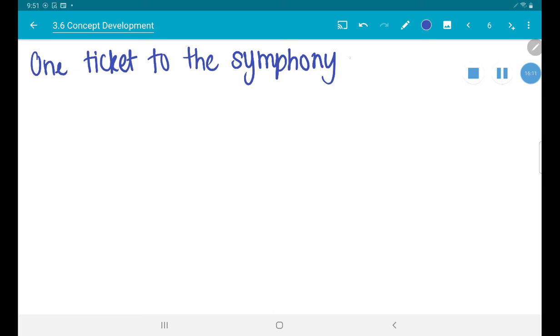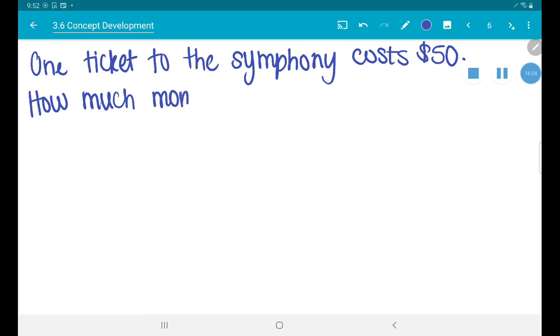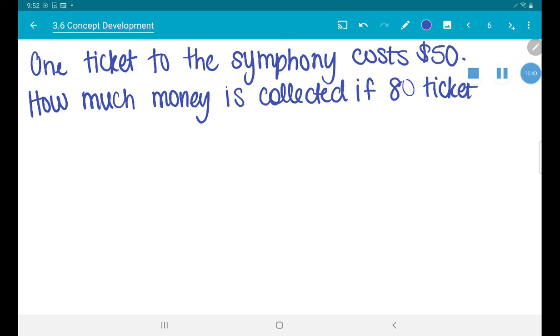So one ticket to the symphony costs $50. How much money is collected if 80 tickets are sold? One ticket to the symphony costs $50. How much money is collected if 80 tickets are sold? Um, 4,000. Hang on just a minute.